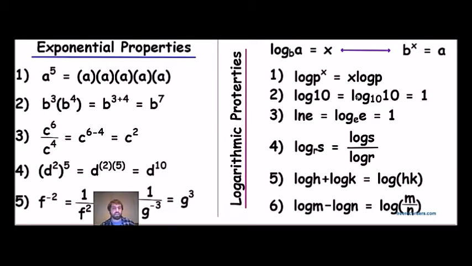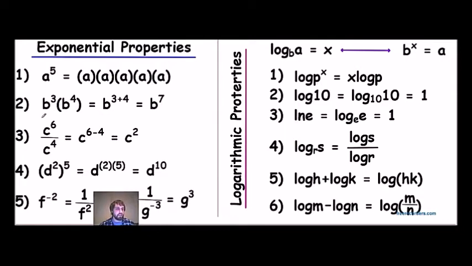So the first thing I like us to take a look at is the idea that a to the fifth is a times itself 5 times. I think most of us understand that. It's just a times a times a times a times a. Well, all the other stuff is actually going to get built off of that. And that's how we actually come up with all these other properties.